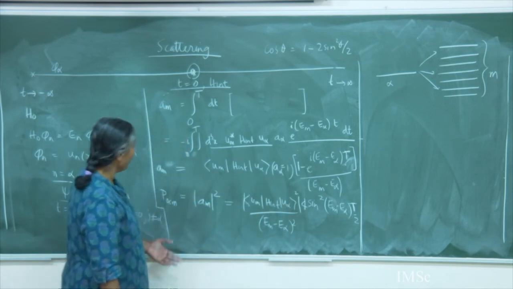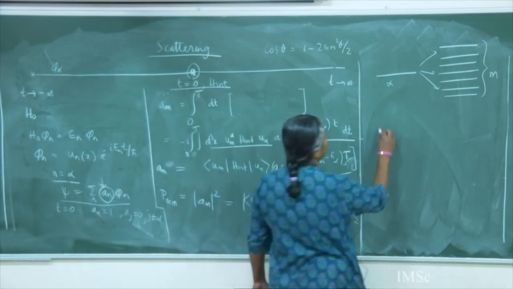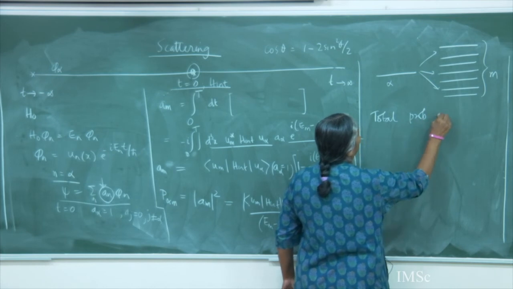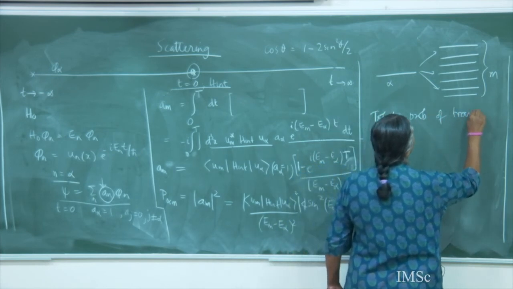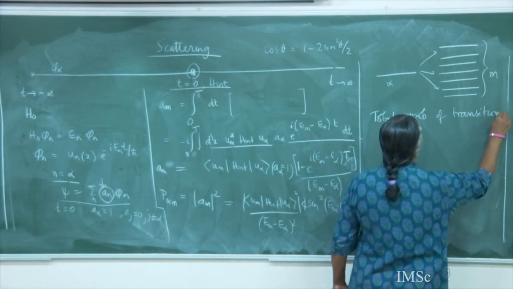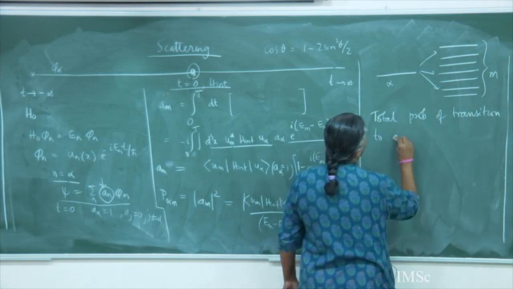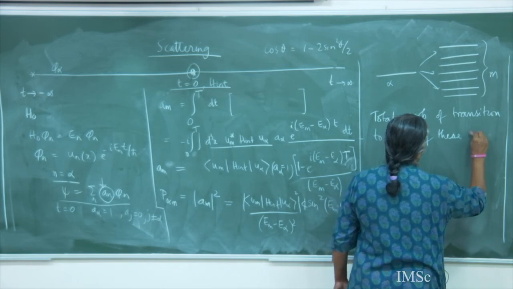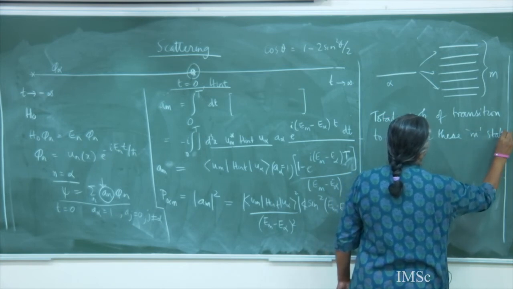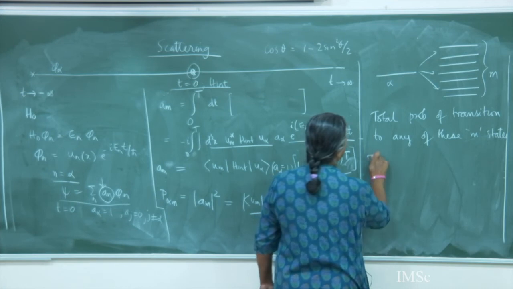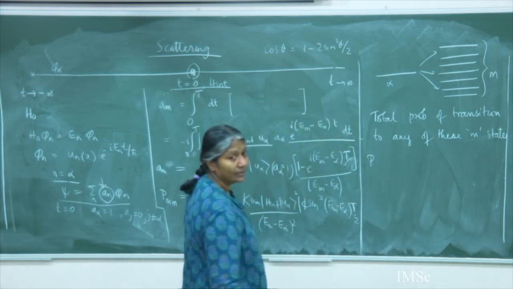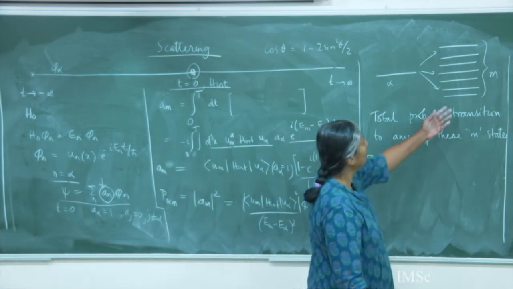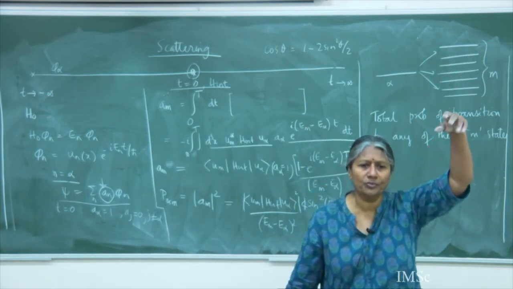Then I can ask, what is the total probability of transition to any of these states? So that will be P. Sorry? Is it M degenerate? That is what you are saying. No, there are many. It's a continuum. I am not having discrete states. It's a continuum of states.